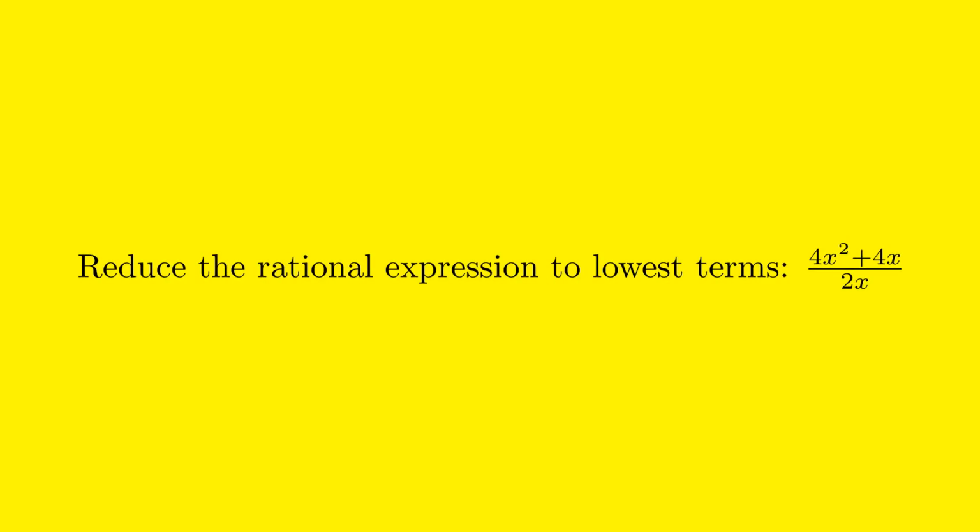Welcome to this instructional video on how to reduce the rational expression 4x squared plus 4x divided by 2x to its lowest terms. In this video, we will go through step by step on how to simplify this expression by factoring out the greatest common factor and reducing it to its simplest form. Let's get started.